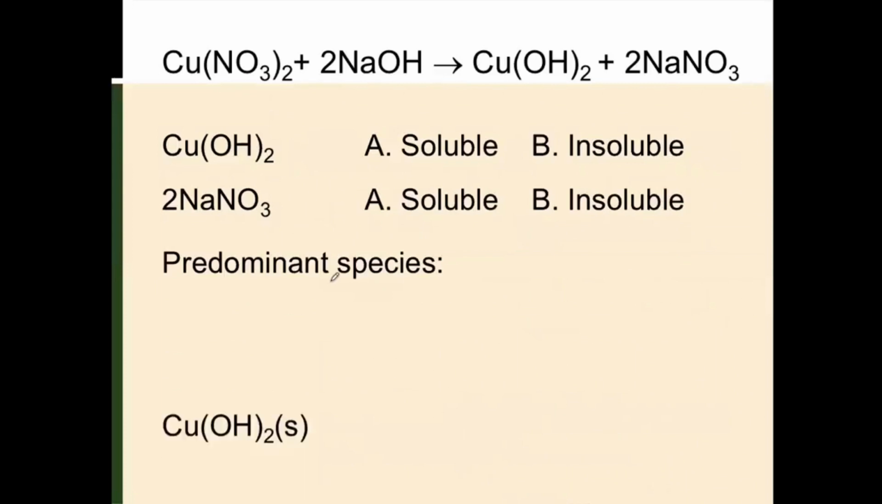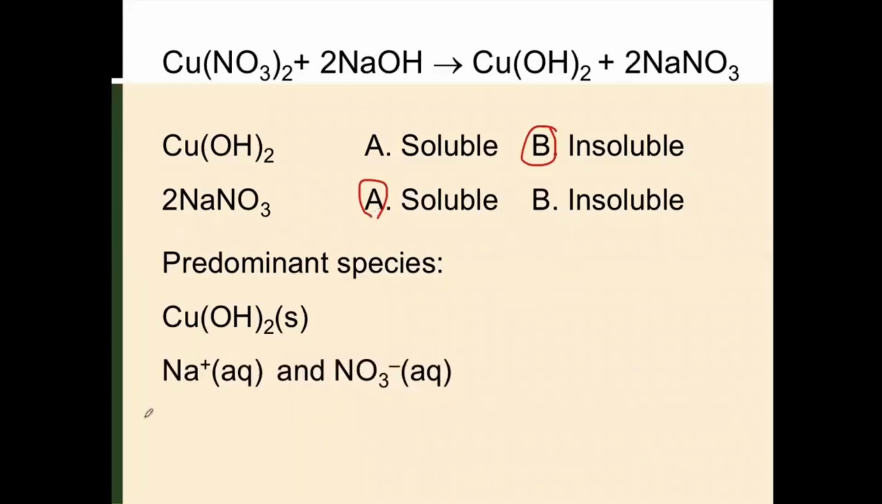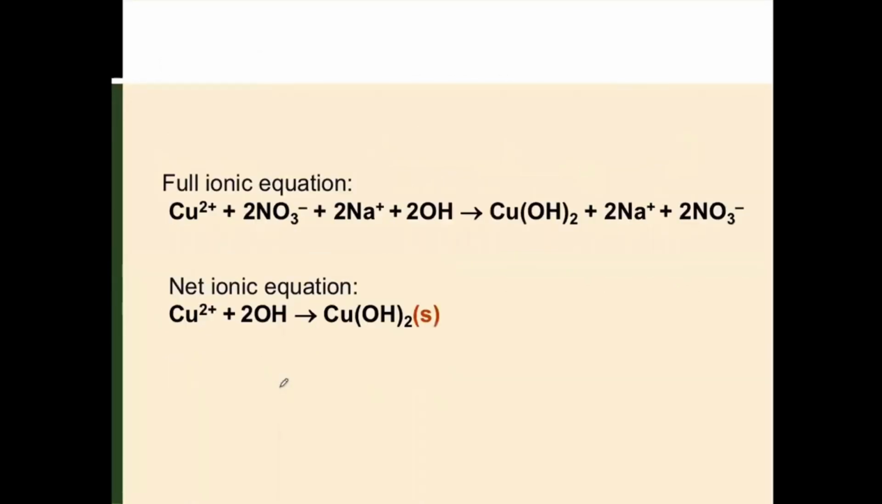So we already did that. The predominant species are going to be calcium hydroxide. We already talked about this being insoluble, and that this was most likely soluble. So it will leave us with sodium aqueous and nitrate aqueous. These are the predominant species in our vessel after we're done, of course, not counting the water. We'll have the copper hydroxide precipitate, sodium plus aqueous ions, and the nitrate aqueous ions.